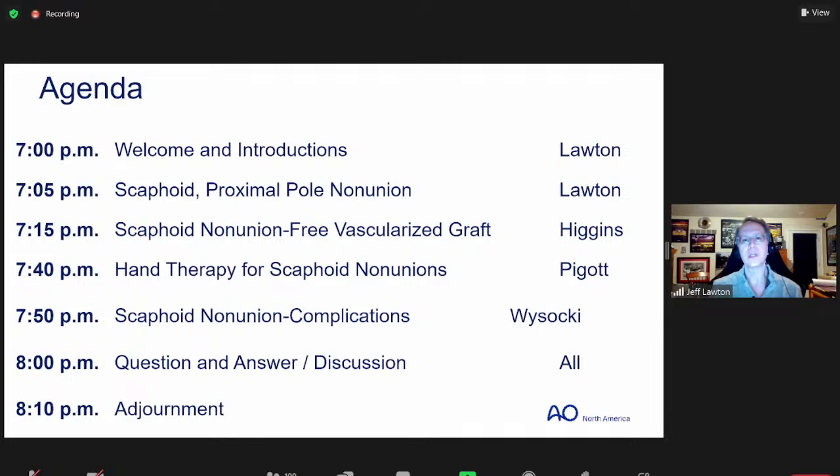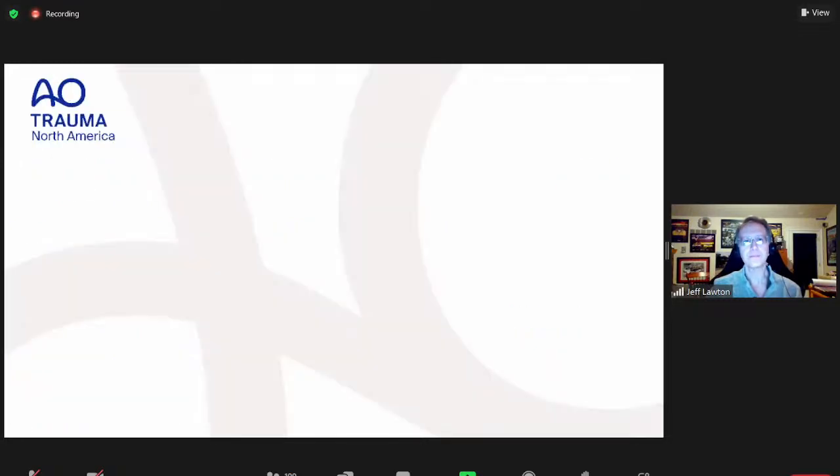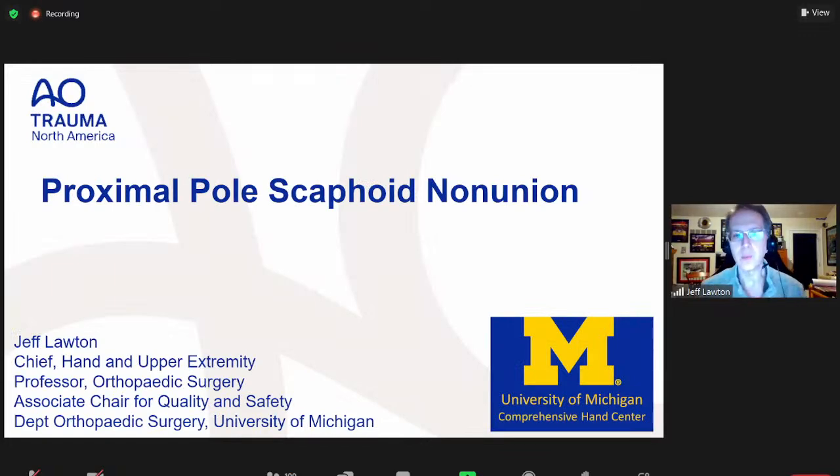So I'm going to start off with scaphoid proximal pole. That'll be followed by Jim Higgins talking about free vascularized graft. And again, we welcome interaction. So if there's any questions, we can certainly pose them to the professors. Rachel's going to talk about hand therapy for scaphoid nonunions. And finally, Rob Wysocki is going to talk about complications.